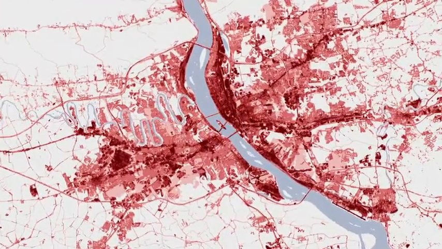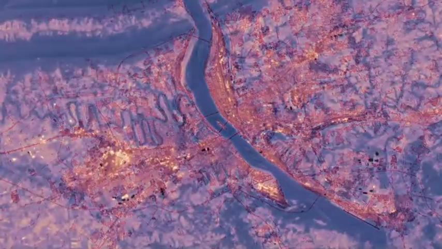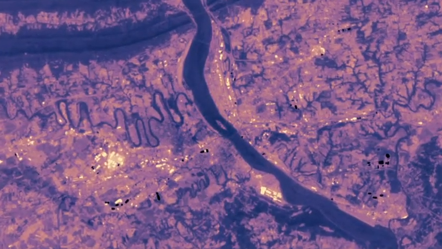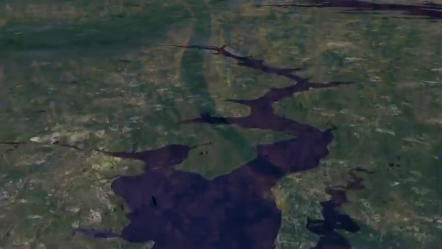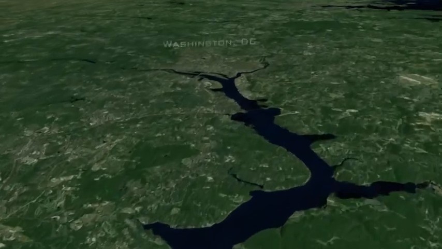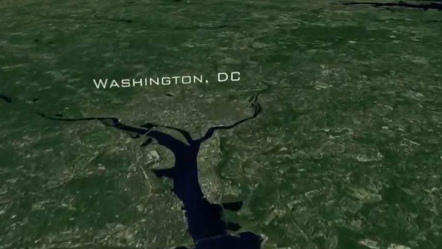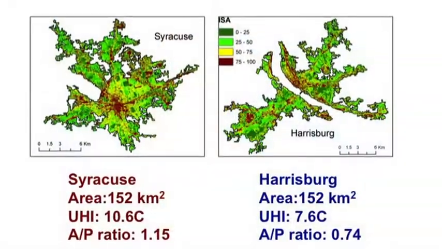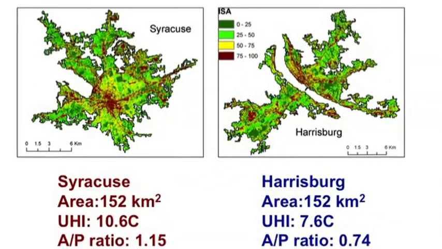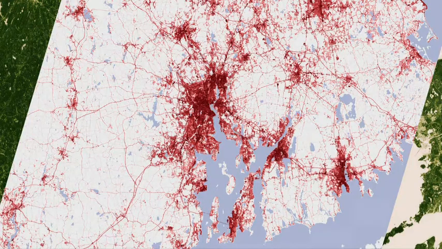We find out that the urban heat island is affected by several factors. The first factor is the surrounding ecological context. And then the size of the city. When we're talking about the size, we mean both the area of the city and also the population size of the city. And then the shape of the city and also the development patterns of the city.